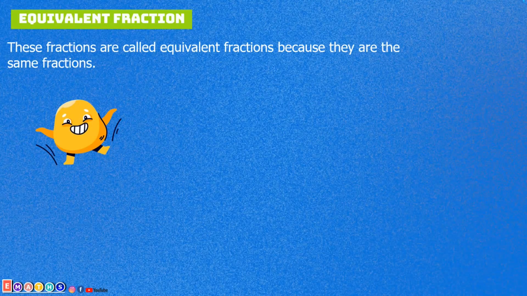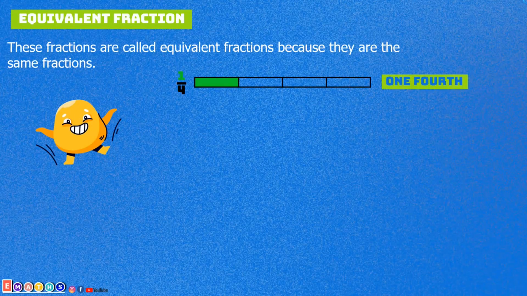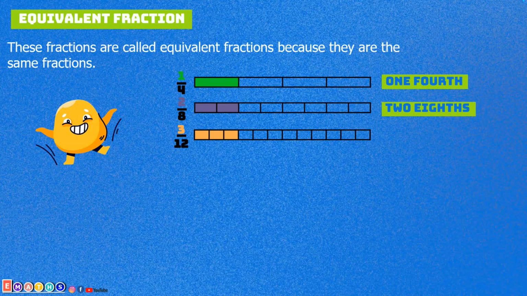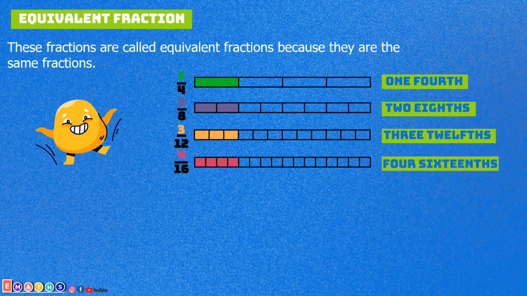Let's take a look at another example. We have 1/4. 1/4 divided into 2 equal sections equals 2/8. 1/4 divided into 3 equal sections equals 3/12. These fractions are called equivalent fractions because they are the same fractions.